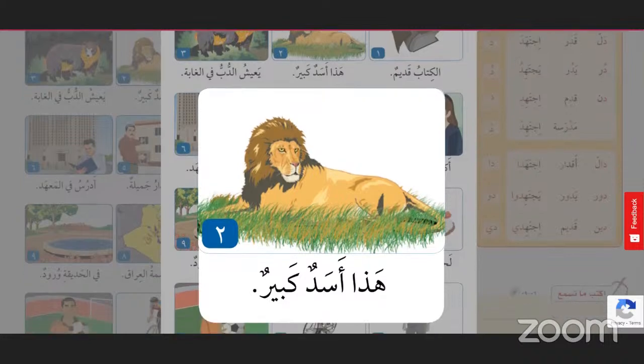If we say hadha asad kabir, that would be this lion is big, if I'm not wrong. What did you say in the first place? This line is big. Ah, this is a big lion. Yes, that is correct. But when we say hadhal asadu, it is this lion. Good job. Perfect. Exactly.